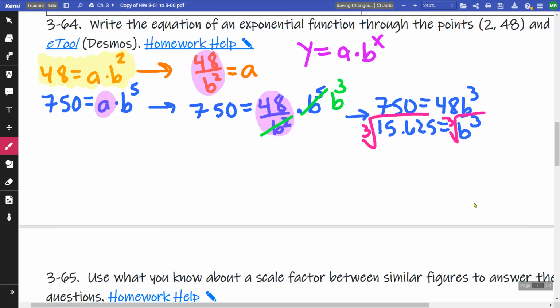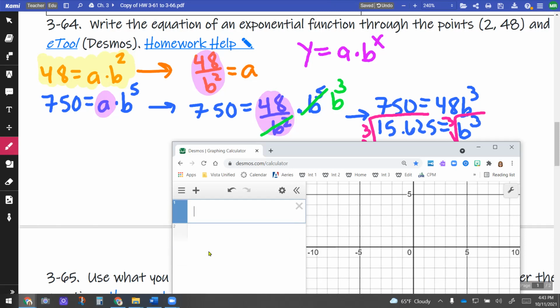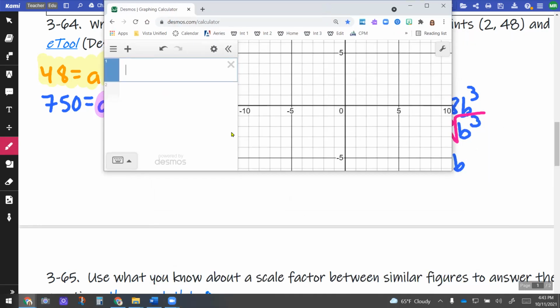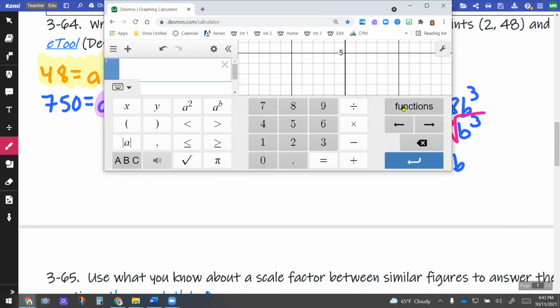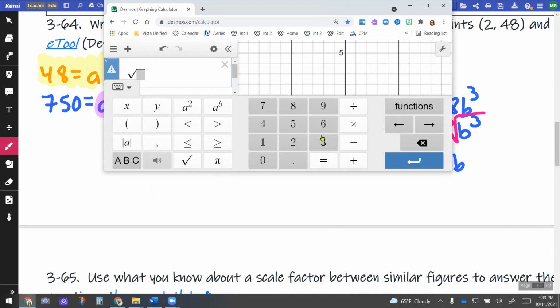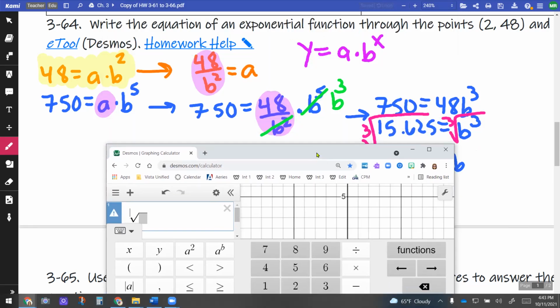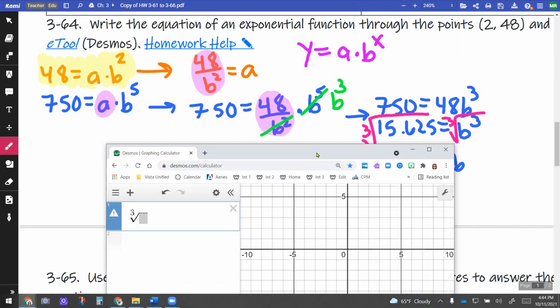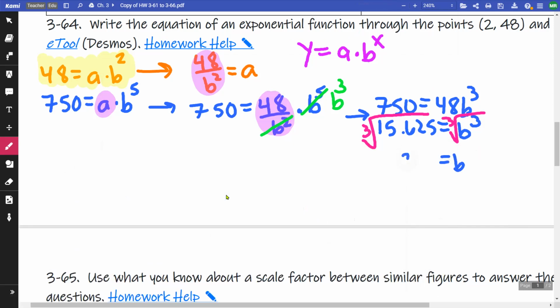And so when I do, I'm going to get b is equal to, and so when I take the cube root, and to get the cube root, let me make this a little bigger. I'm going to come to the keyboard, come to functions, go to miscellaneous, and here you go. I want the cube root of 15.625, and I get 2.5. Okay, I get 2.5. So this is 2.5.